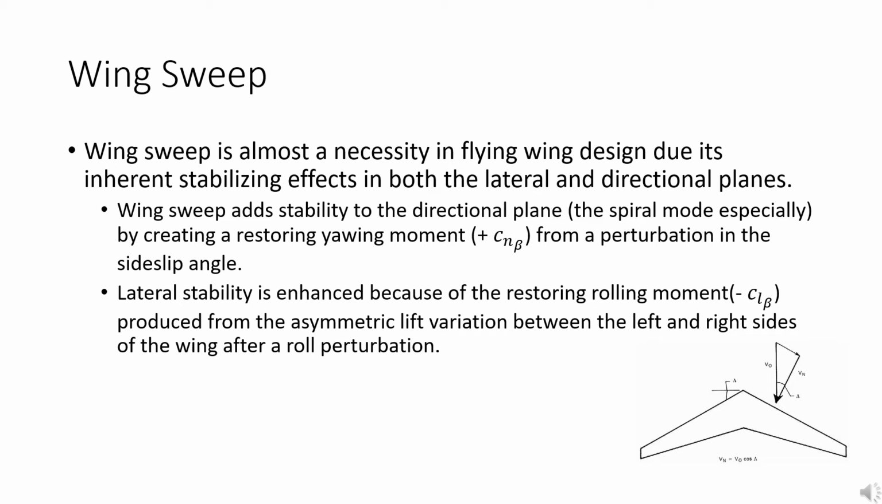Since wing sweep has such a strong influence on flying wings, almost all flying wings that have pilots in the aircraft have some angle of wing sweep. This is because of the inherent stabilizing effects that swept wings have on a flying wing. It adds stability to the directional plane by creating a restoring yaw moment from a small perturbation in side slip. It also enhances lateral stability from the variation of lift between the left and right wings after a roll perturbation.